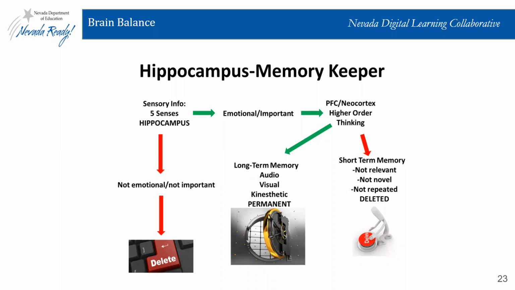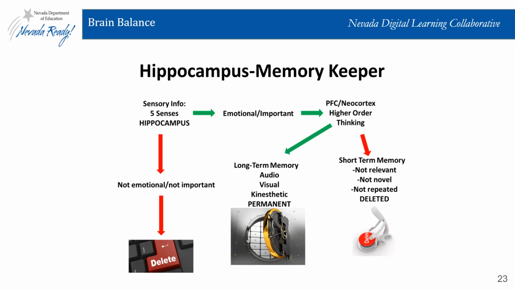amygdala. It's also taking in sensory information. If it's deeming it important or somehow emotional, then it's going to communicate with the prefrontal cortex and the neocortex for higher order thinking, and therefore will code it in some long-term memory, and along with the audio, the visual, the kinesthetic, it will create permanent memory.